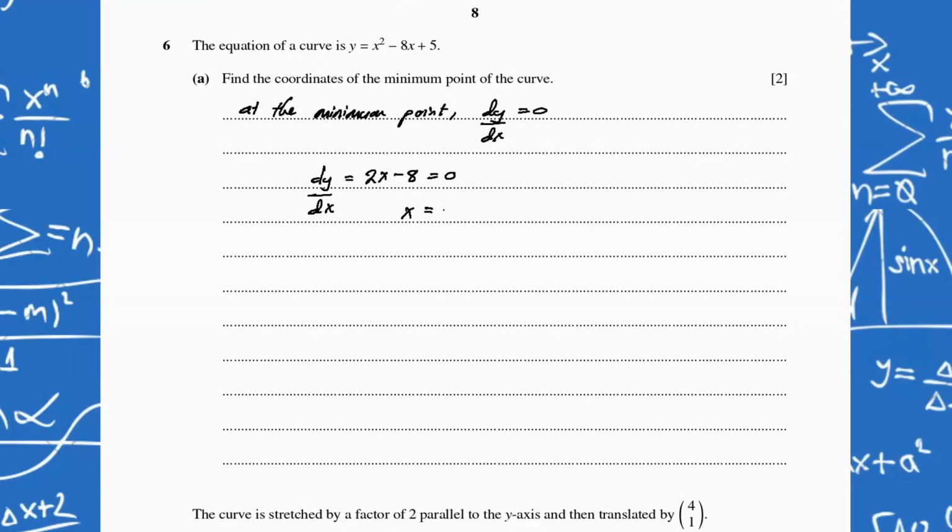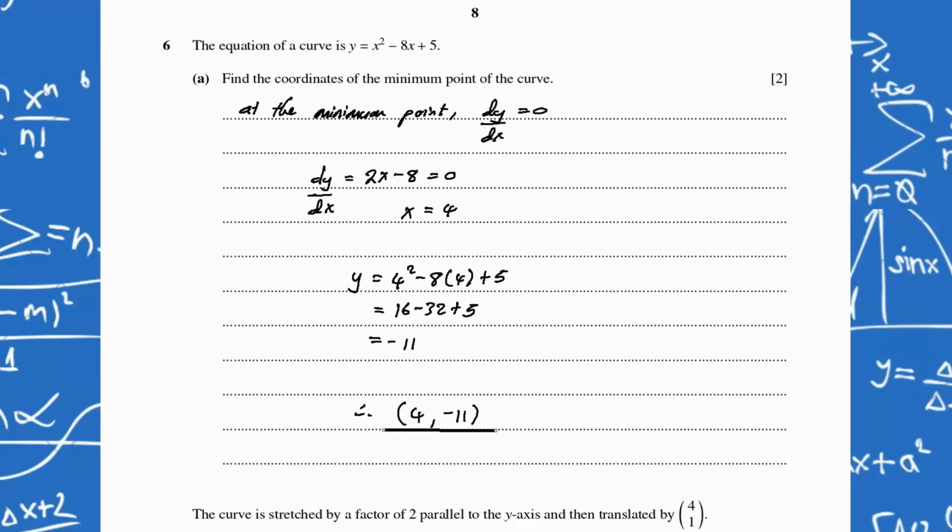And solving for x, we get x to be 4. So we have x being 4 right here. All right, so when x is 4, we can now find the value of y. So y will be 4 squared minus 8 of 4 plus 5, and that's 16 minus 32 plus 5, and that is minus 11. So therefore the coordinates of the minimum point will be 4 and minus 11. So that's how we do it for this particular question right here.